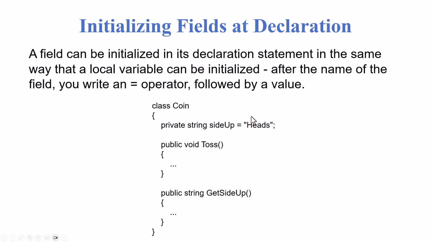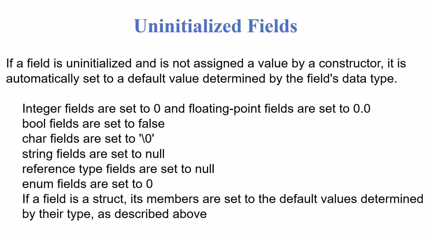Now, number one, you don't have to have one field. You can have several fields inside a class. You're not restricted to one. In this case, we're just using one, but you're going to see some examples down the road in a few future videos. We're using multiple fields to work with our objects. If you don't initialize the field, if it's uninitialized and is not assigned a value by the constructor, it is automatically set to a default value determined by the field's data type. And that's simple. It's basically the low end of the totem pole. If it's an integer field, it's set to 0.